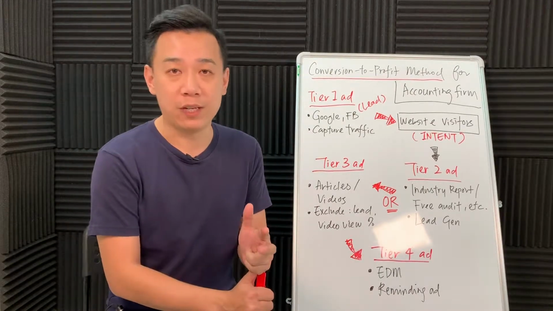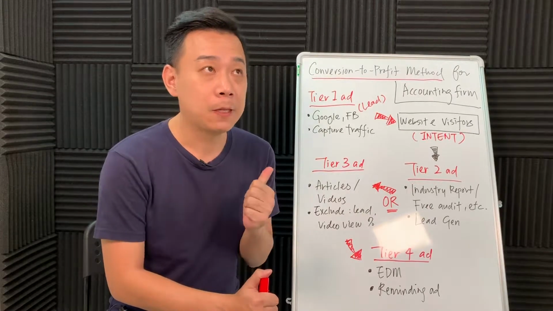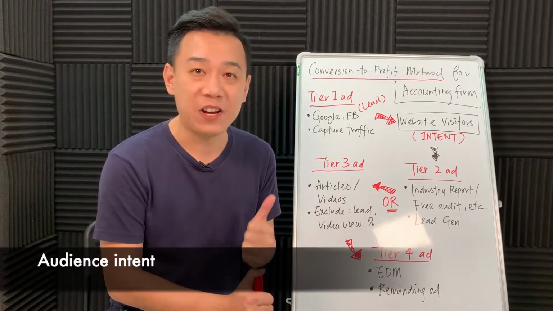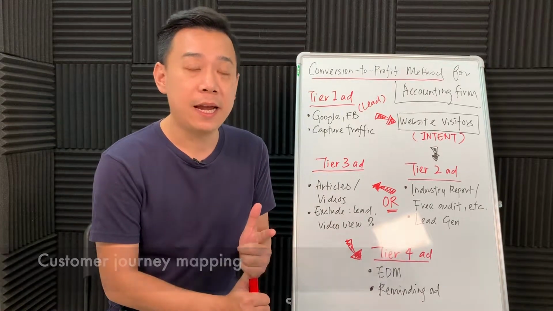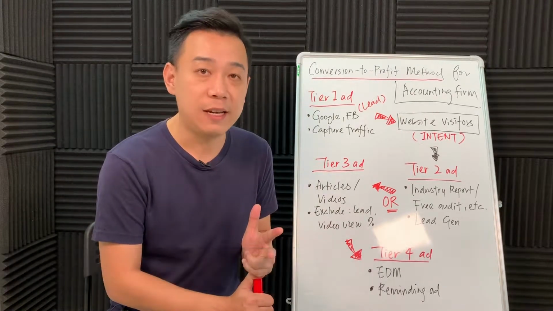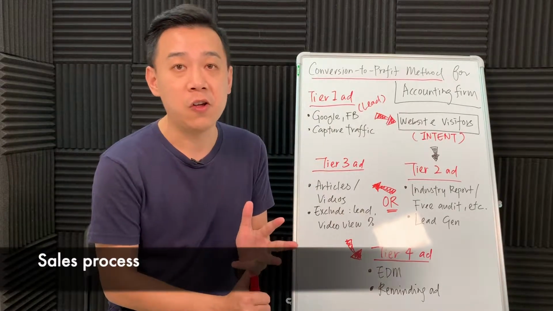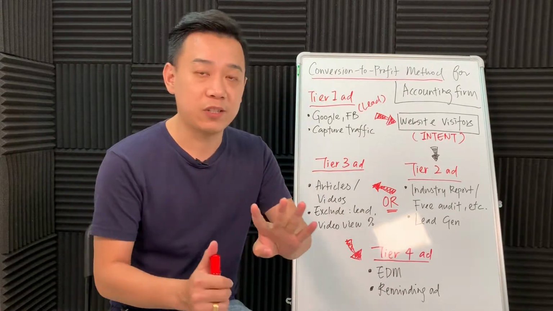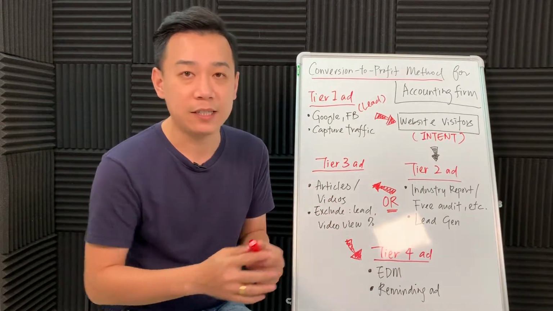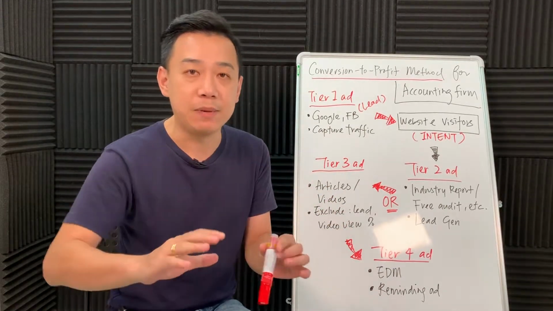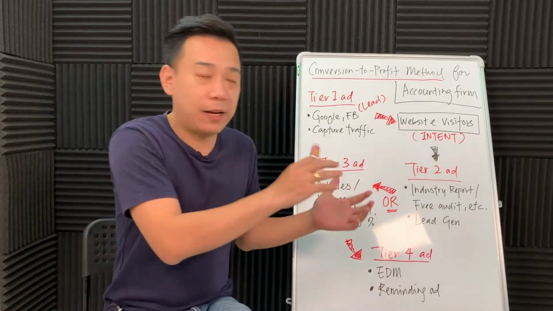It works based on four main pillars. The first pillar is to focus on the audience intent. The second pillar is to focus on the customer journey mapping. The third one is to build connection. And last but not least is to focus on your sales process. So when these four things work together, you're able to create an optimized and effective Facebook advertising strategy for almost any business. So let's take a look at accounting firms.